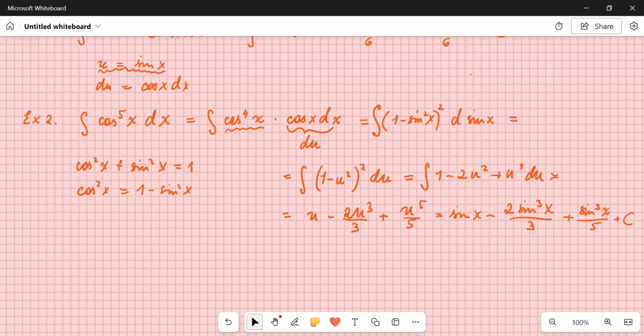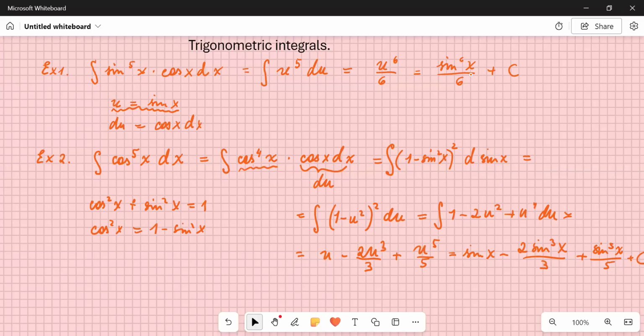That's the final answer. What is the difference between example 1 and example 2? In example 1, substitution was obvious by looking at the composition, right? The composition is sine to the power of 5, so we look at the argument of this composition, which is sine, so we do substitution of sine. Here, substitution is totally not obvious, right?